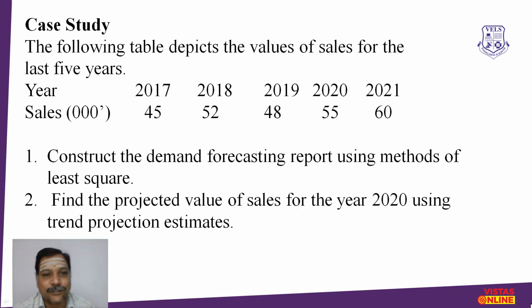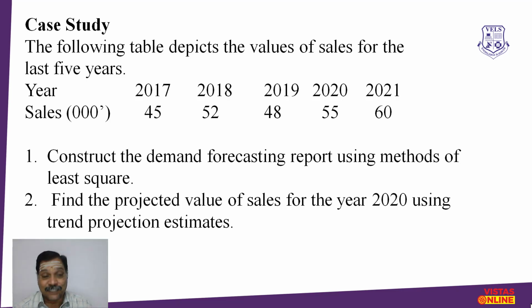The case study is they have given sales value for 5 years and we have to project the sales value for the future period. The case study goes like this. The following table depicts the value of sales for the last 5 years. From 2017 to 2021 they have given the sales value in thousand. So in 2017 it is 45,000, in 2018 it is 52,000, in 2019 it is 48,000, in 2020 it is 55,000 and in 2021 it is 60,000.